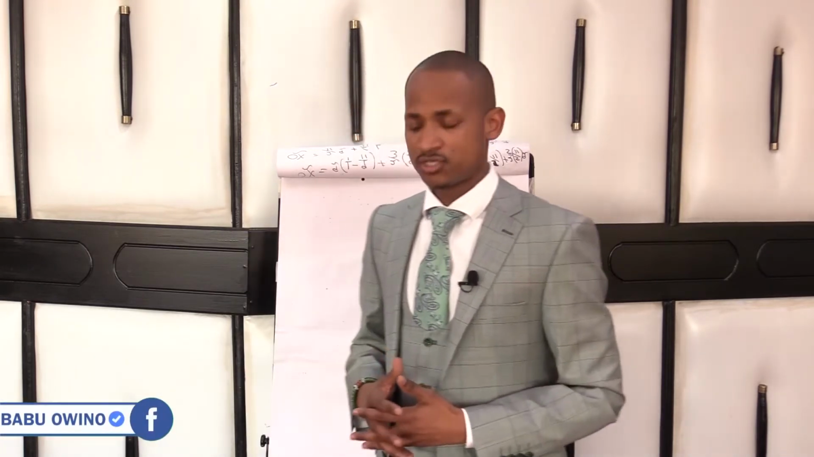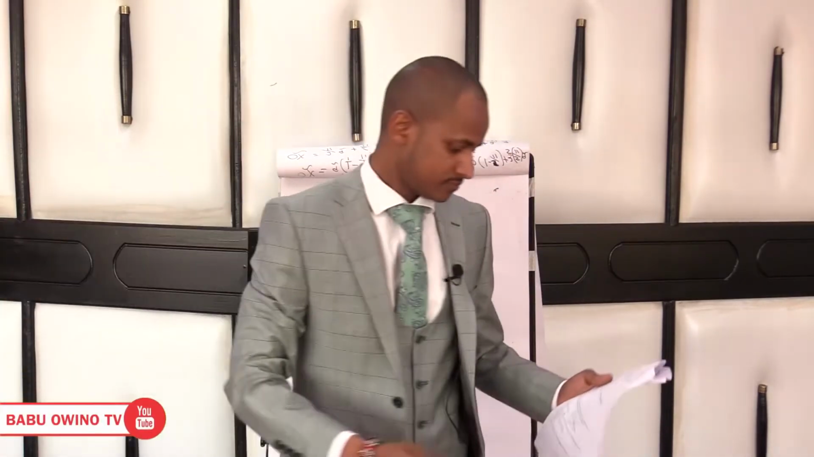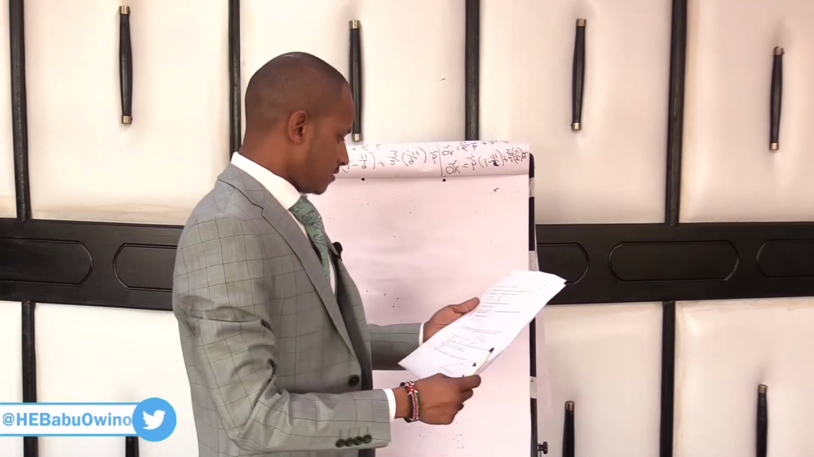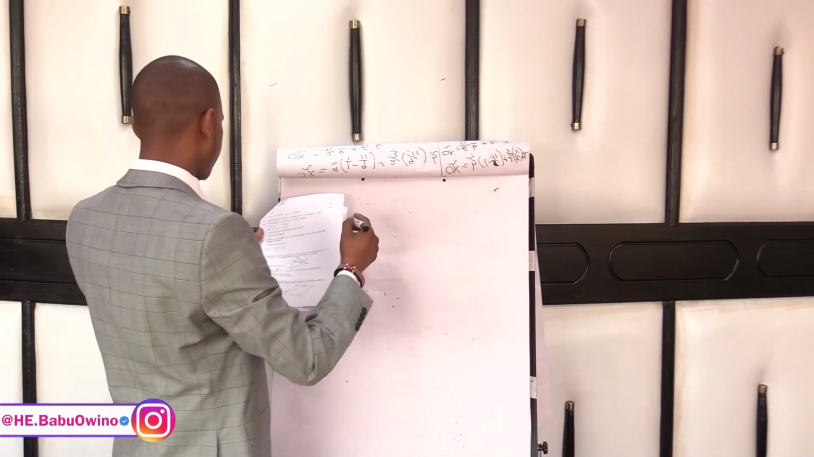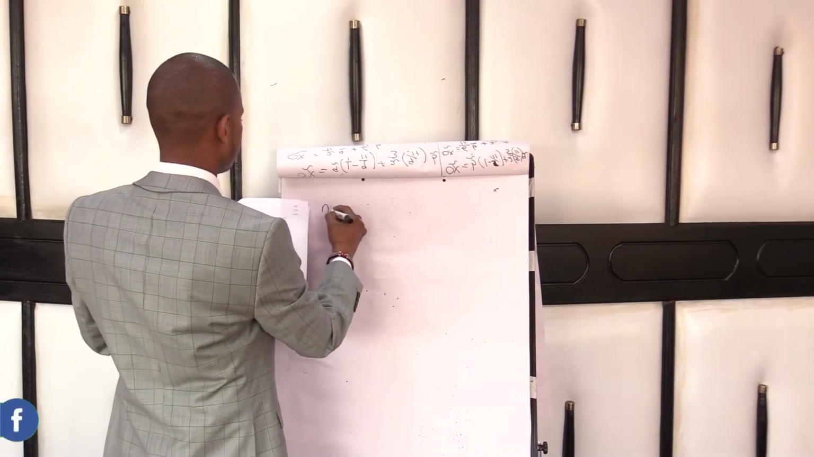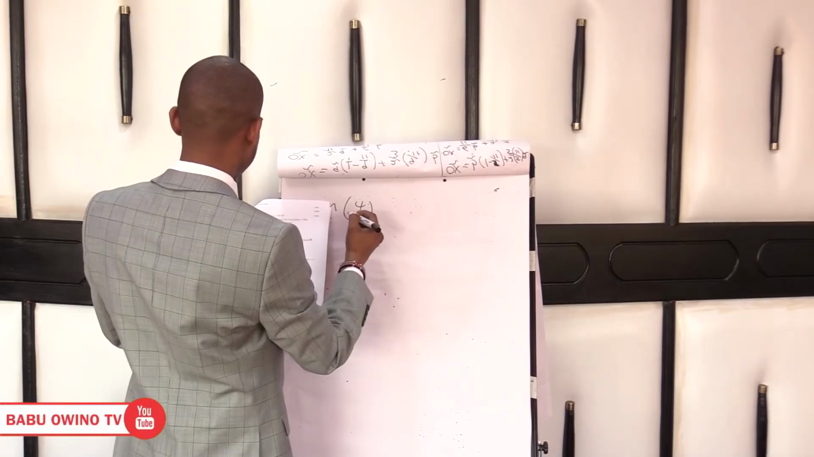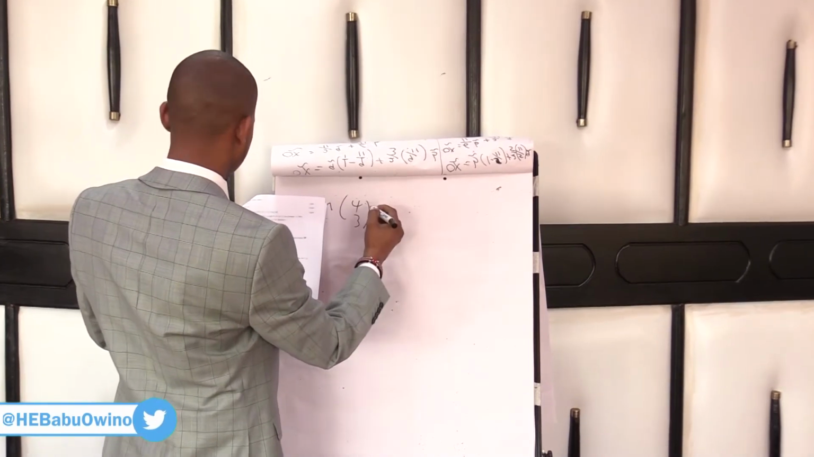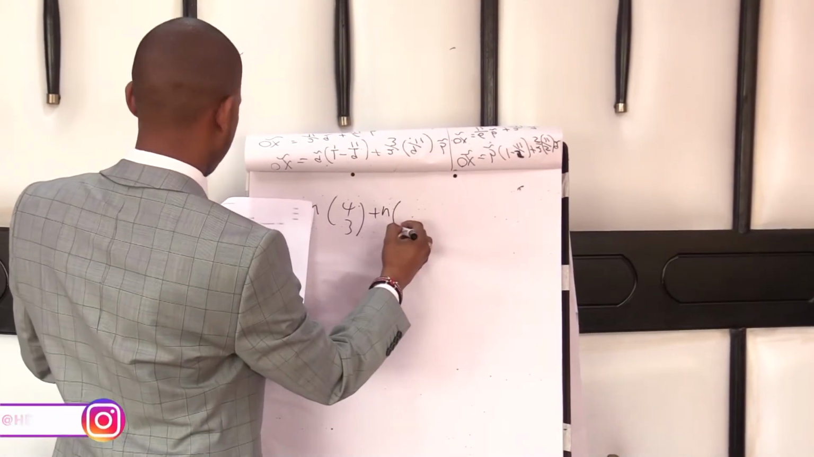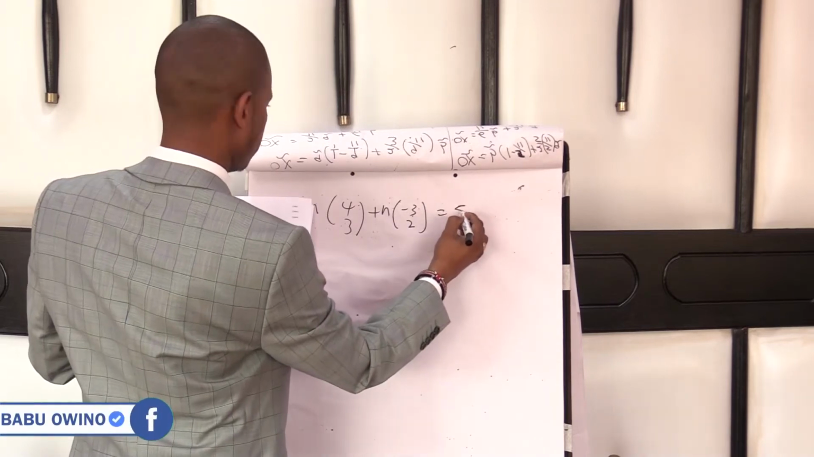Let's finish our last question, and then we call it a day. This is an easy one. Find scalars m and n such that m into (4, 3) plus n into (-3, 2) equals (5, 8).